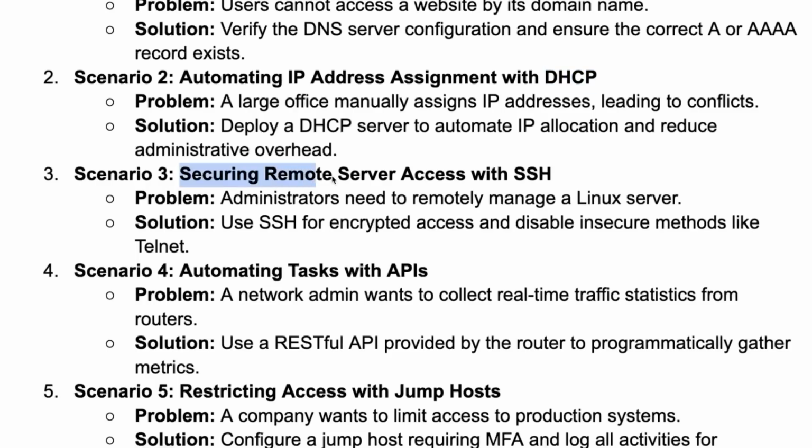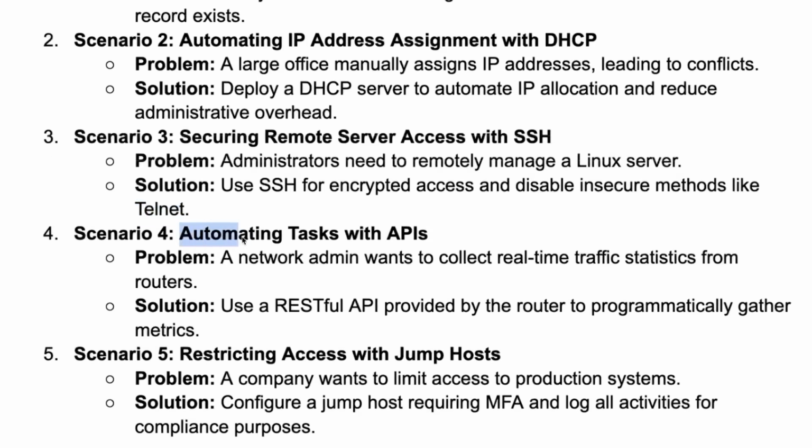Then we have securing remote server access with Secure Shell, and the problem is that administrators need to remotely manage a Linux server. So we would use SSH for encrypted access and disable insecure methods like Telnet. Just disable it. Don't even have it be available. Nobody should be able to access Telnet. It should be disabled. That's part of network hardening and hardening your systems, is to just disable these things that are insecure and we're never going to use them. So let's just make sure that nobody can access them.